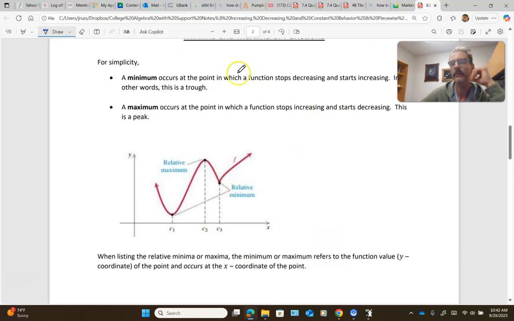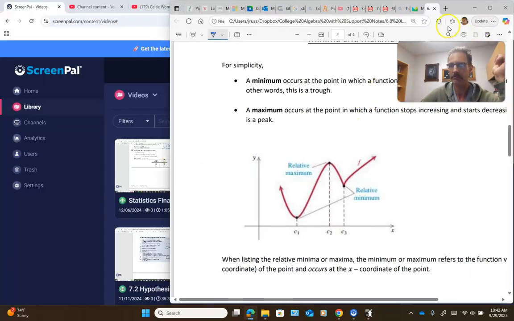Now remember the behavior of the function at those two places. At a minimum, the function's going downhill, and then it turns around and starts going up. At a maximum, the function is going uphill or increasing, then turns around and starts decreasing. That's what actually creates the relative maximum or minimum.